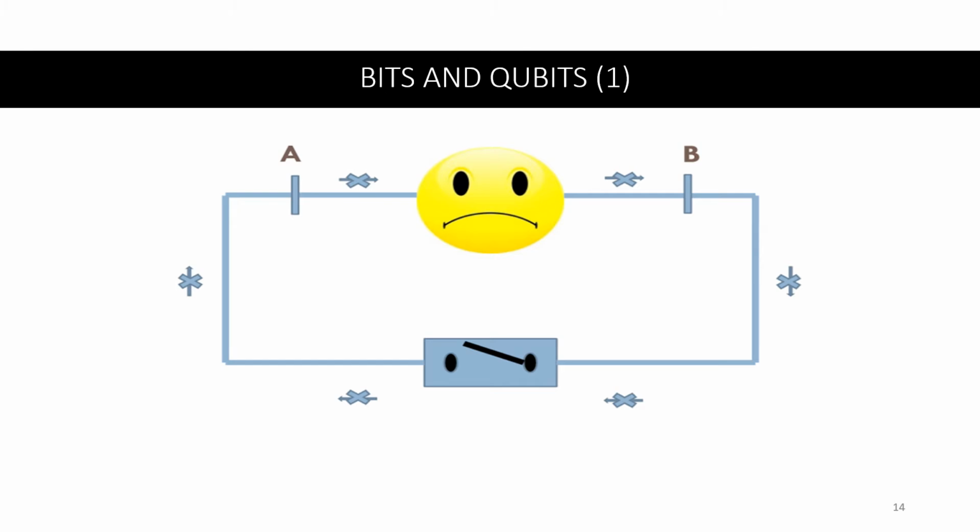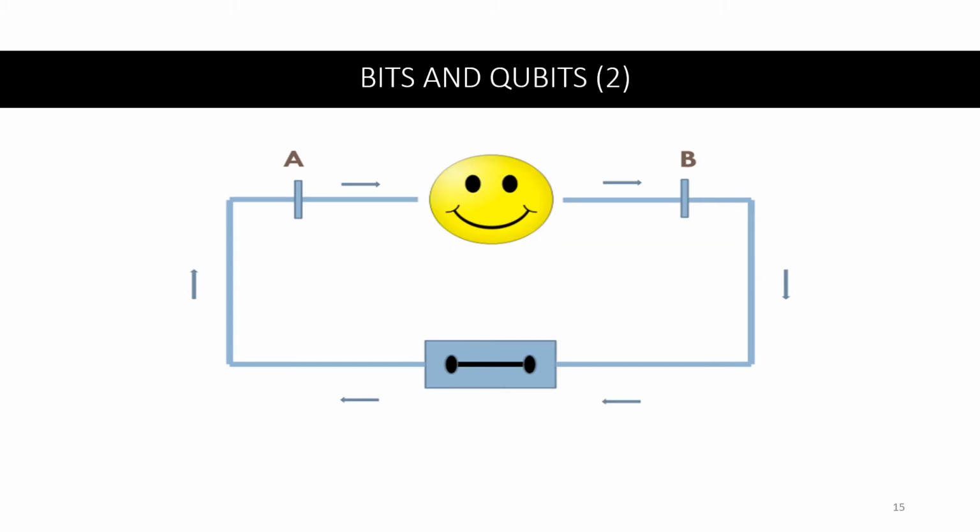But in order to perform calculations with bits, we need a physical device. For example, a circuit with a light bulb. When the circuit is off, the light bulb is sad and the statement is false. This is represented as a 0 bit. But if the statement is true, the circuit is on, the light bulb is happy, and this is represented by a bit 1.